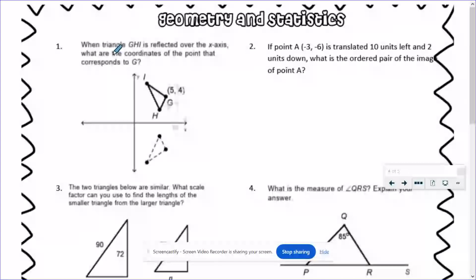Here are the solutions to the geometry and statistics review. When a triangle GHI is reflected over the x-axis, what are the coordinates of the point that corresponds to G?